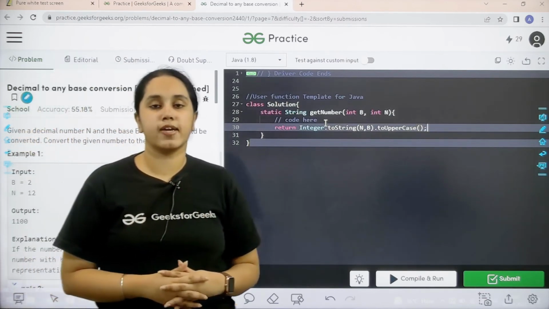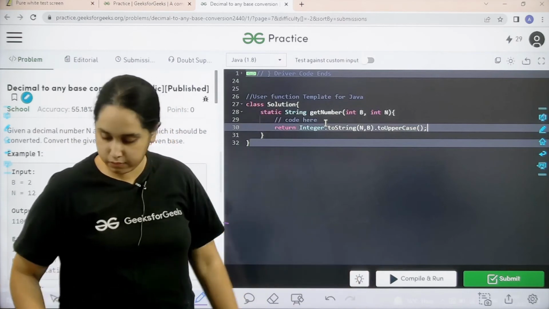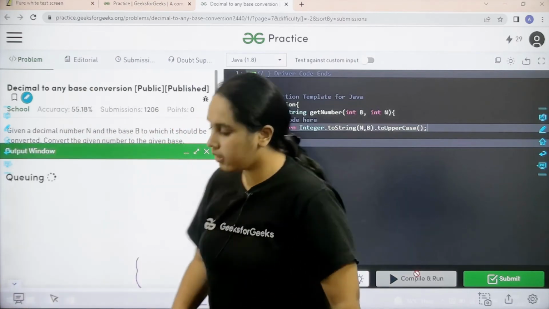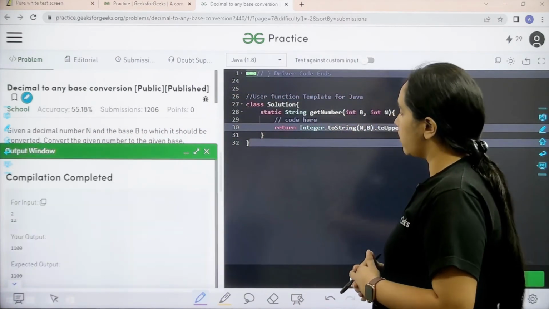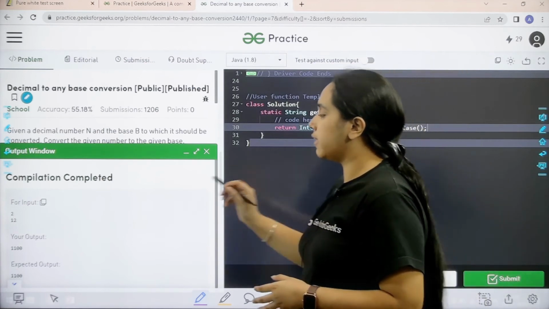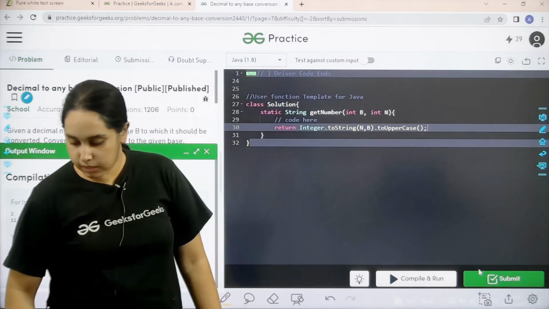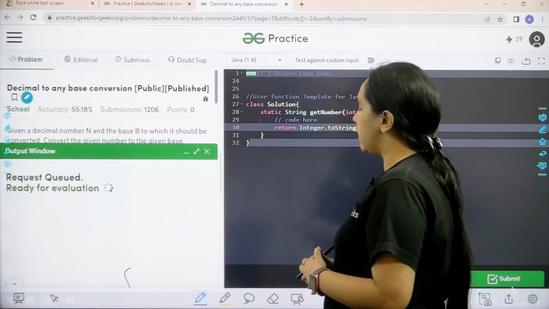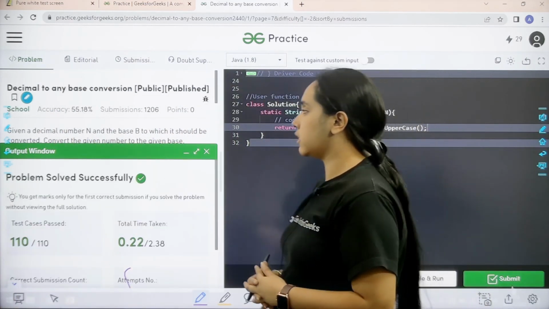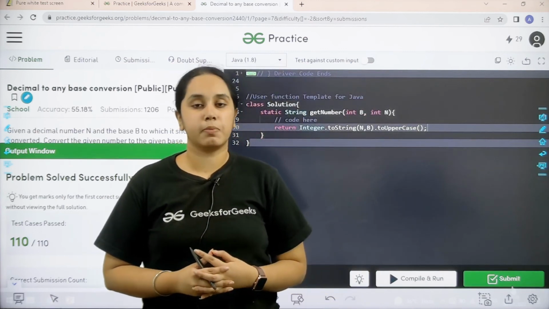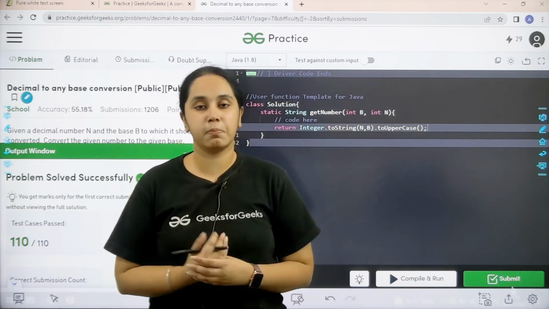Now I need to check if the solution is correct or not. So I would click on compile and run. Let's wait. Compilation is completed. My output is matching with the expected output. So now I would submit the given problem. Let's wait. The problem is solved successfully, and this is how you solve the practice problem decimal to any base conversion.